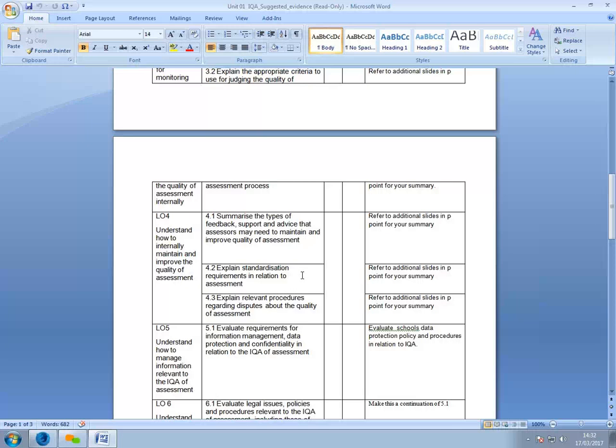Again, standardization requirements, we've covered that quite a bit in the slides, and again, it's looking at what you put into the standardization meeting. Like I've said about control units, about different approaches from different people at different levels, so we all assess at the same level.